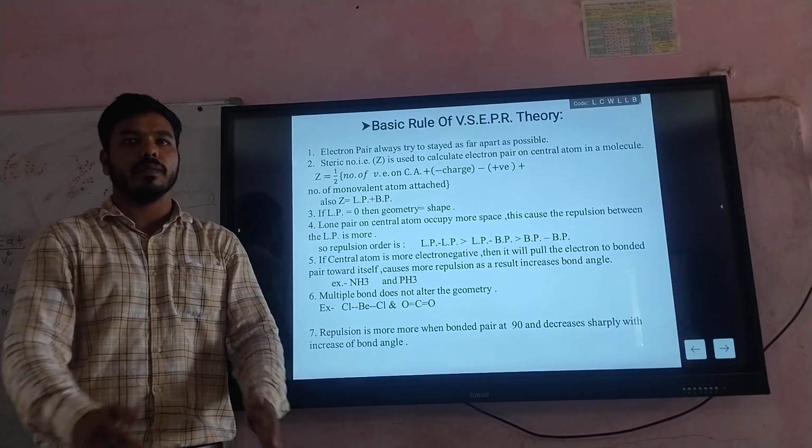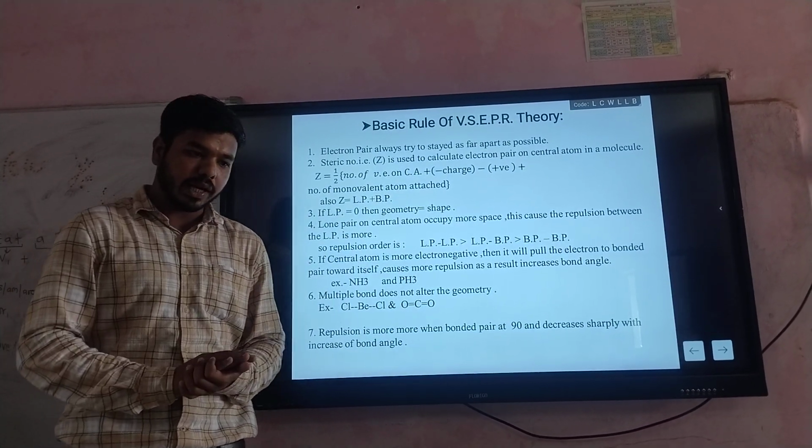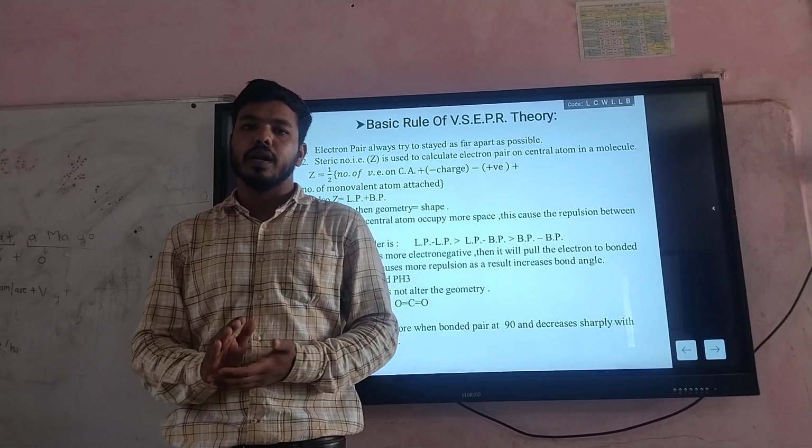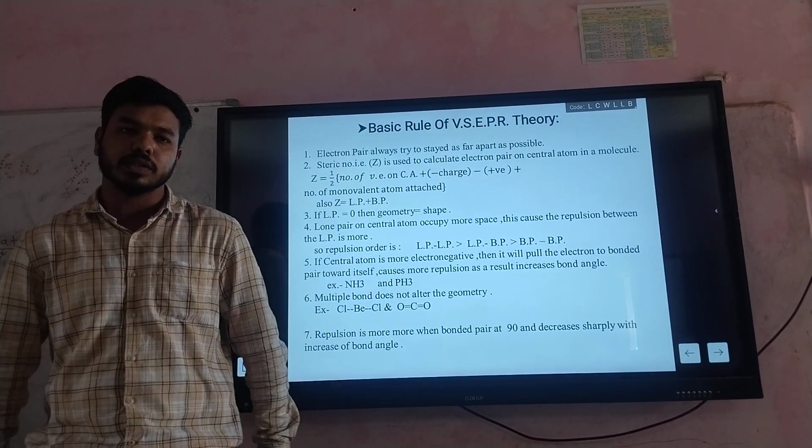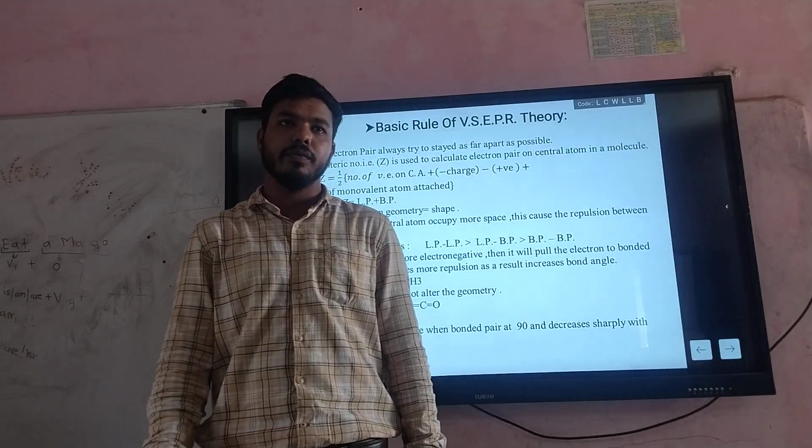The first rule of VSEPR theory is that the electron pairs, that is bond pairs and lone pairs, always try to stay as far apart as possible to minimize the repulsion between them.